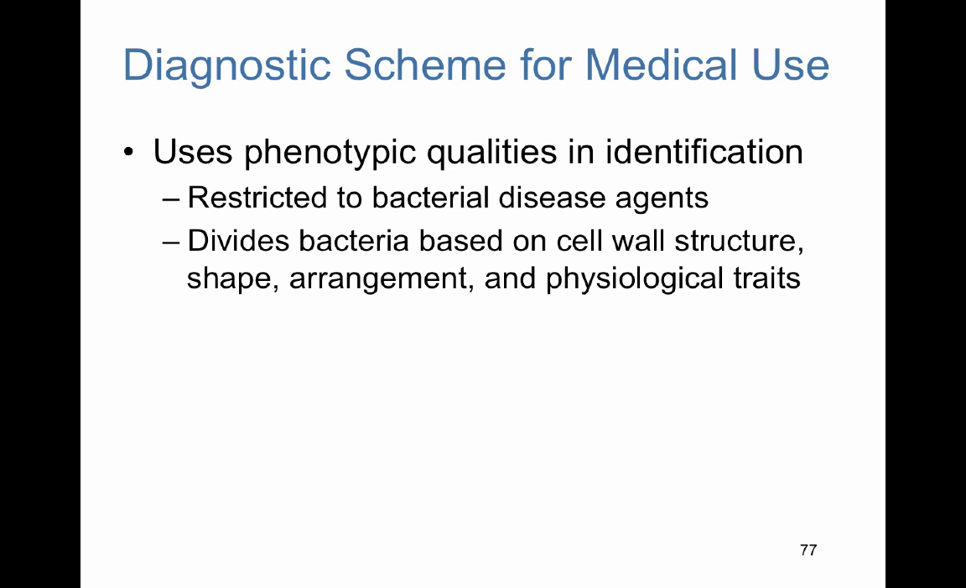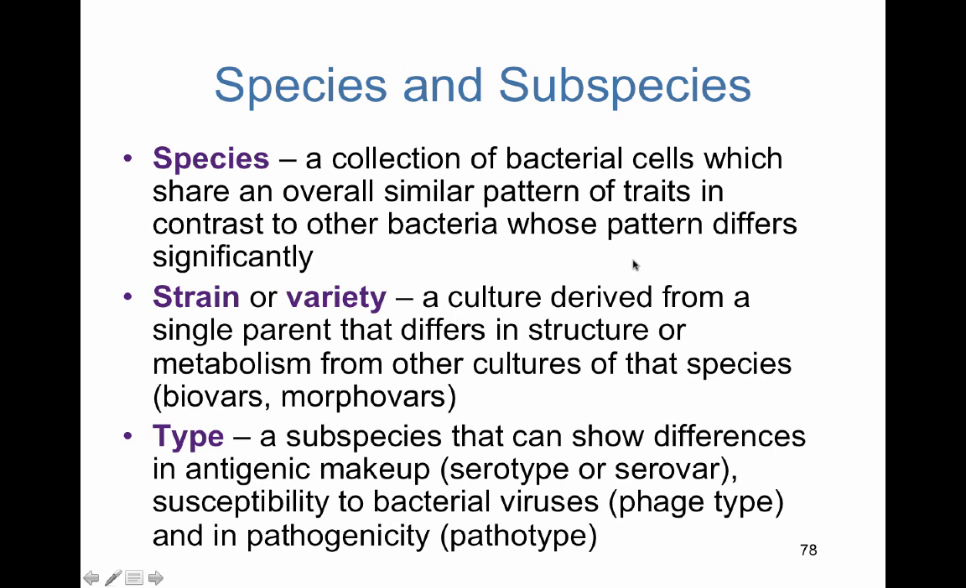Now, as far as diagnosing infectious disease, we can look at all of the characteristics that I mentioned before: biochemical, serological, taking a sample from a patient with a suspected infection and doing microscopic analysis, macroscopic analysis, and looking at the cell wall structure, the shape, how the cells are arranged, and physiological traits.